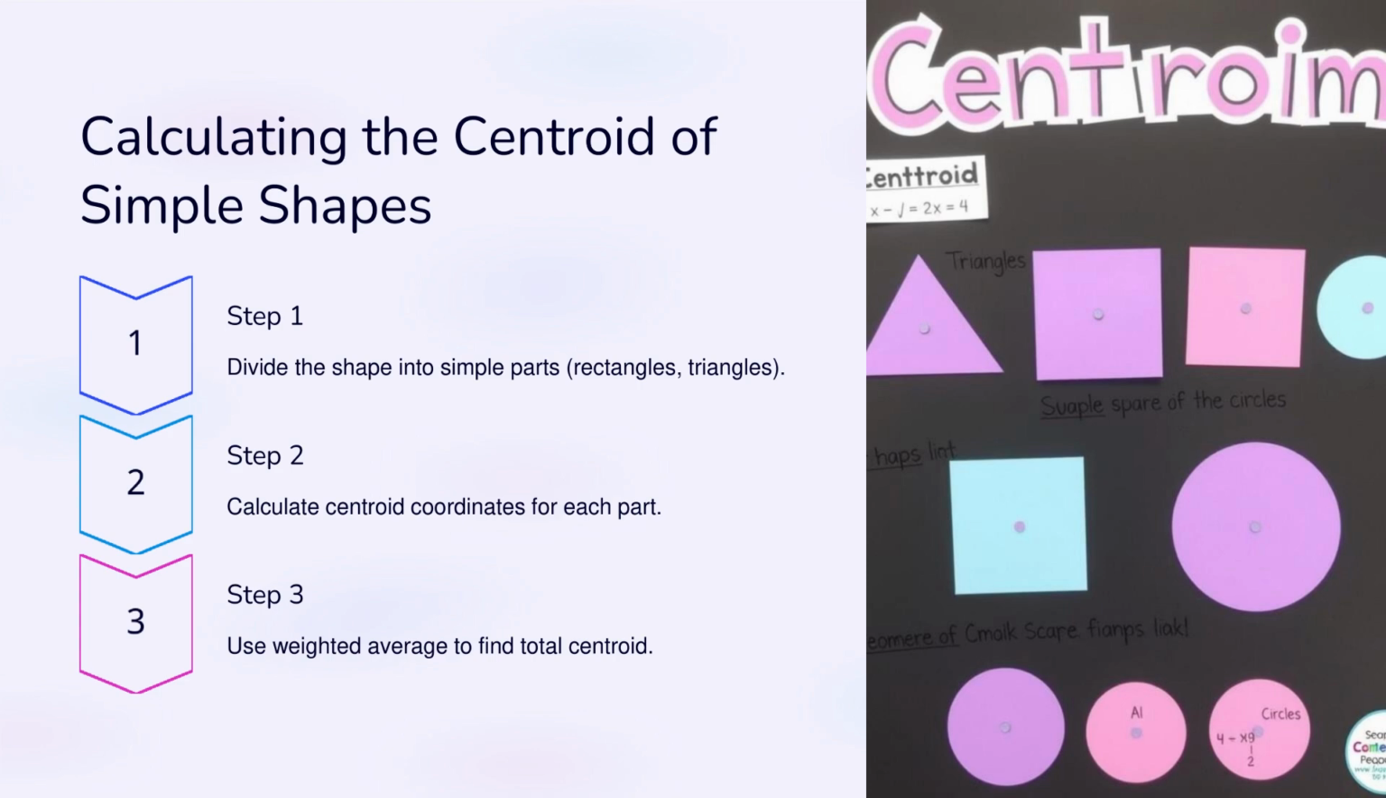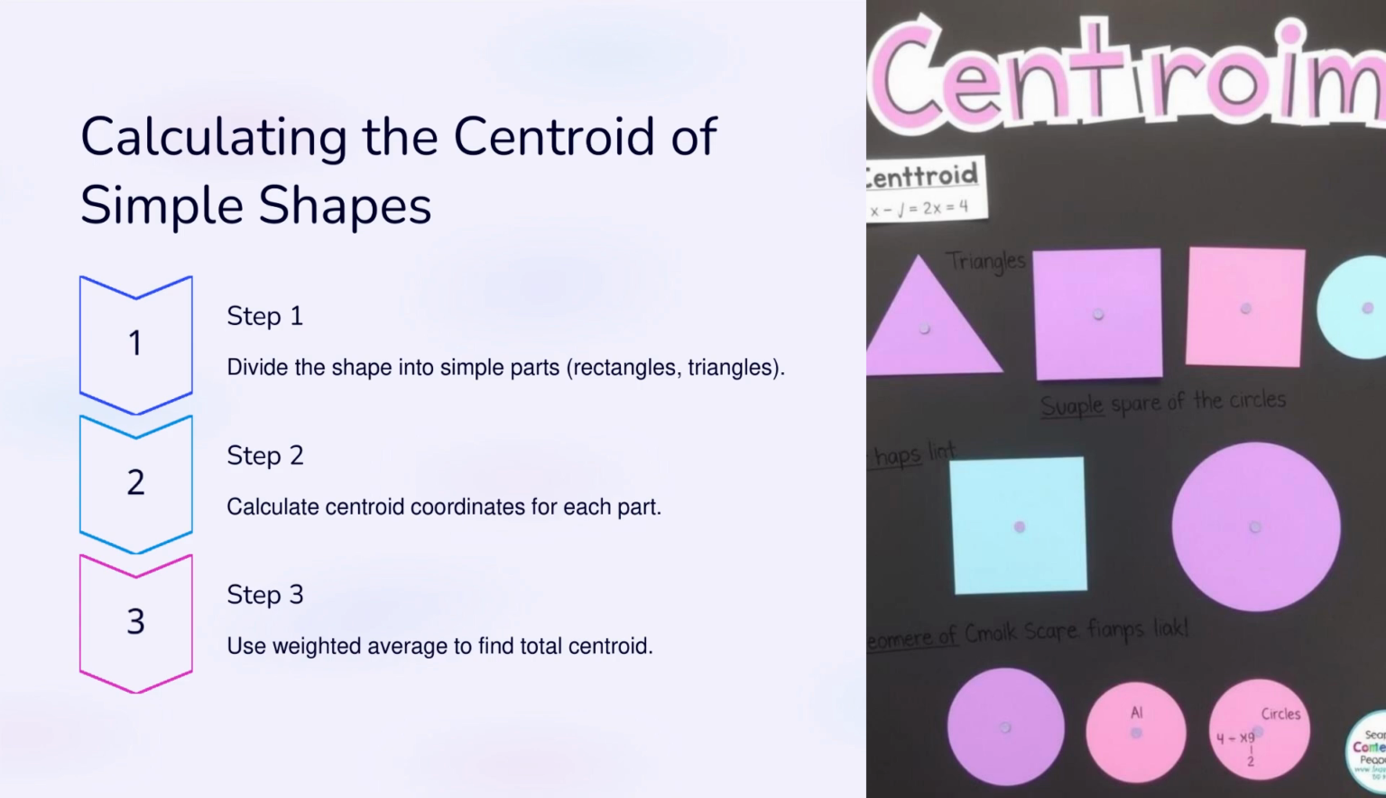Calculating the centroid of simple shapes, we are going to see this step by step. First step, we have to divide the shape into simple parts, whether rectangles or triangles. In step 2, after dividing these parts, we have to calculate centroid coordinates for each part. In step 3, we have to use a weighted average to find the total centroid. Okay, so now the calculation of centroid is complete.